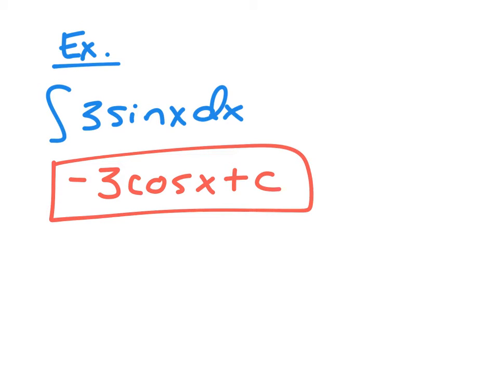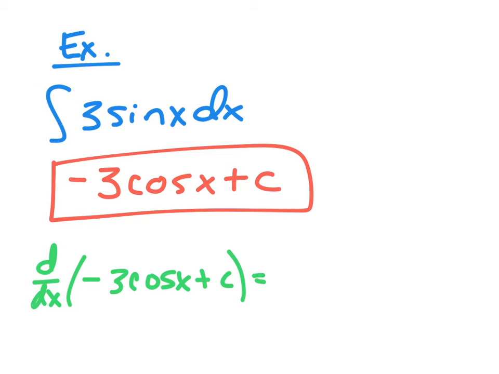If I take the derivative of negative 3 cosine x plus c, the derivative of cosine goes to negative sine, so this would actually become positive 3 sine x. And then the derivative of c, which is a constant, goes to 0. Notice the derivative, 3 sine x, is the same thing that I began with in the integrand. And so you can always check your work by differentiating your answer to make sure it matches what is on the inside of the integral.